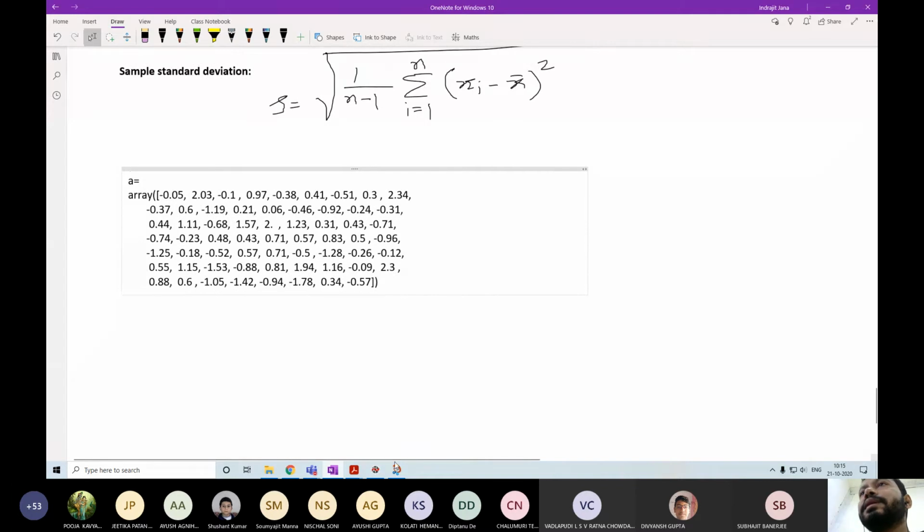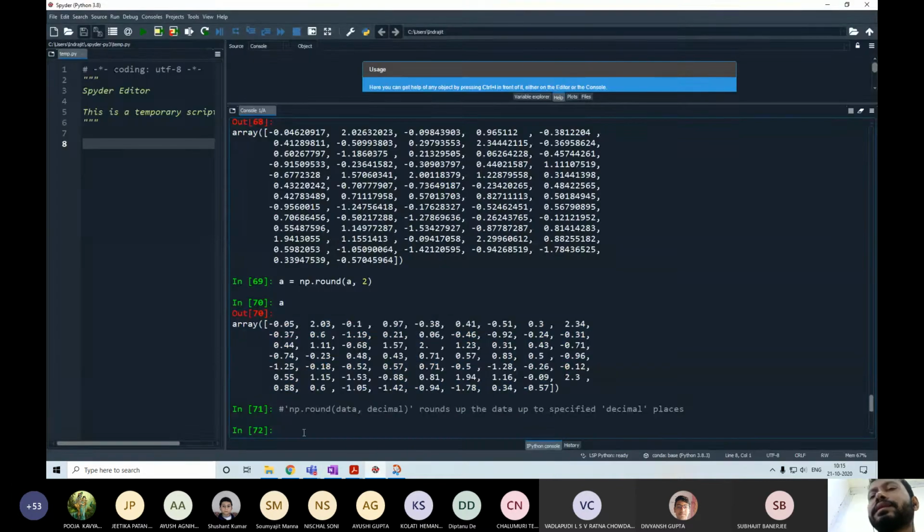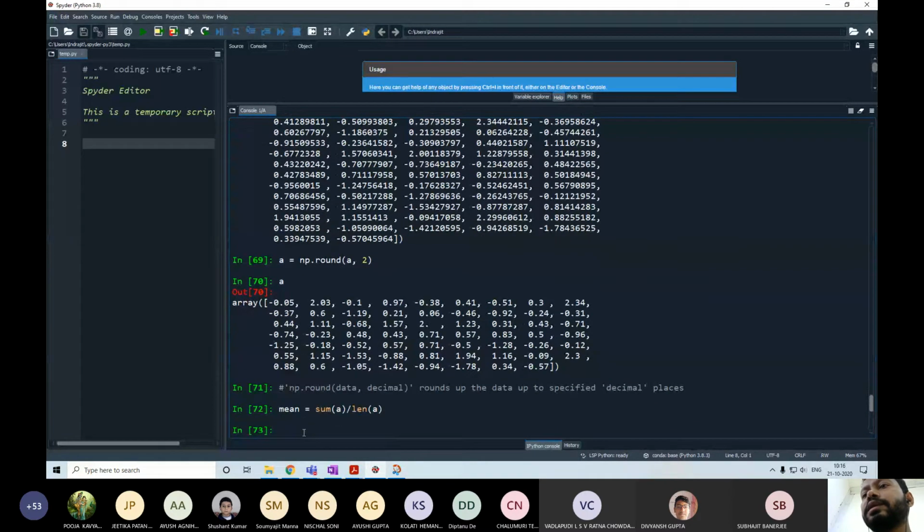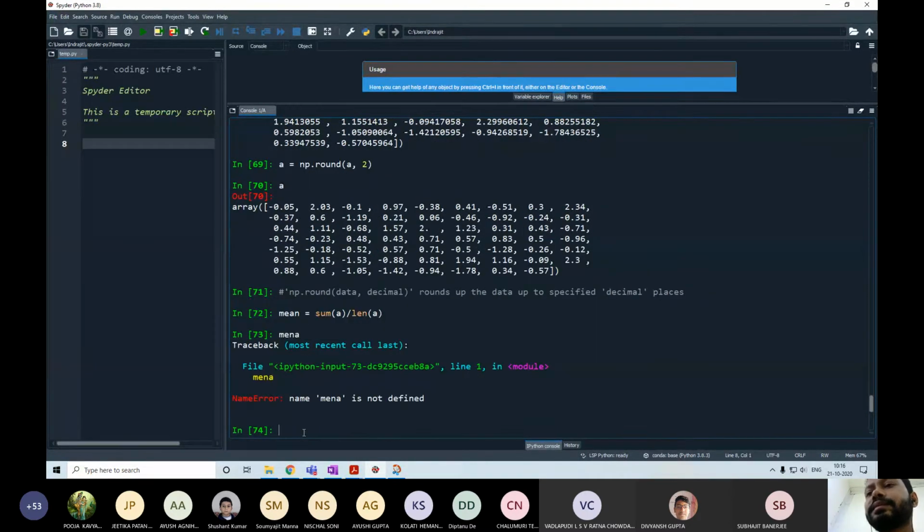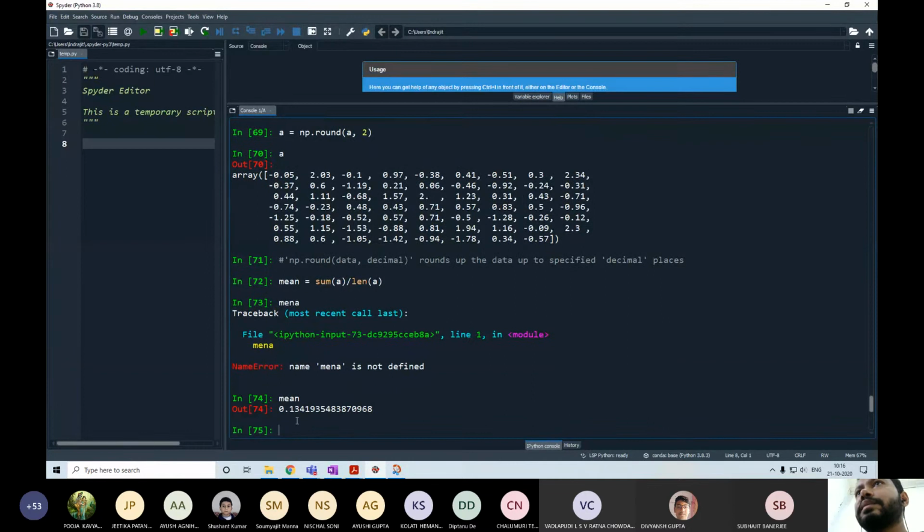Now the mean. So simply, what is the length of A? We can put it there. So sum of A divided by length of A. That is the mean. So mean is this quantity.